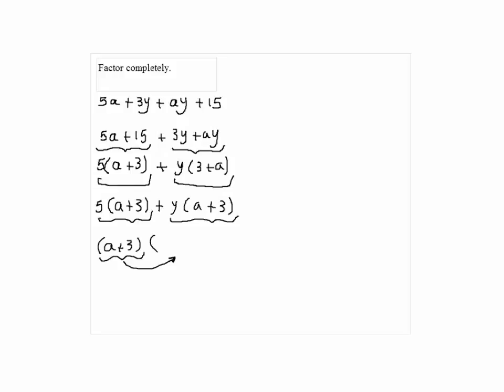As you see, between these two terms we have a plus 3 or 3 plus a, exactly the same. So I can make both of them a plus 3. And then I would factor a plus 3 out between these two terms.